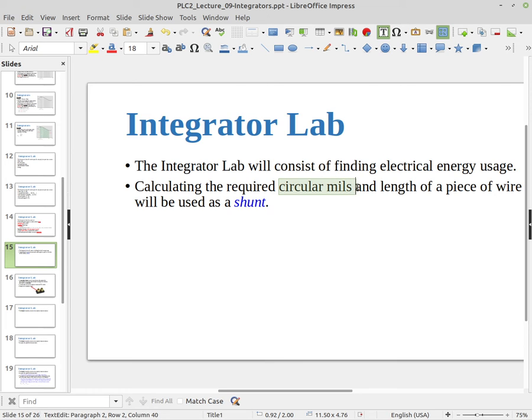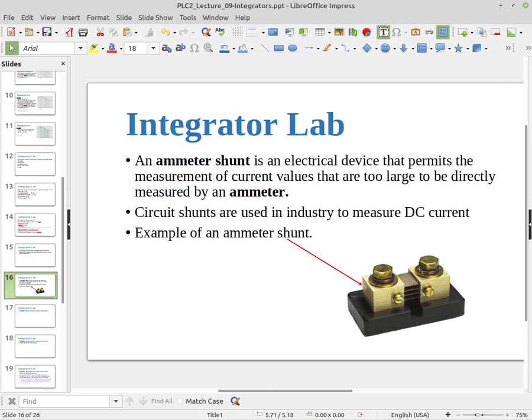Alright, so to build the shunt, we have to calculate the circular mills. We have to know the circular mills, which is based on our wire gauge. And we're going to use a length of wire to build the shunt. Now the shunt, again, is a conductor, but we need to know the exact resistance of this conductor.